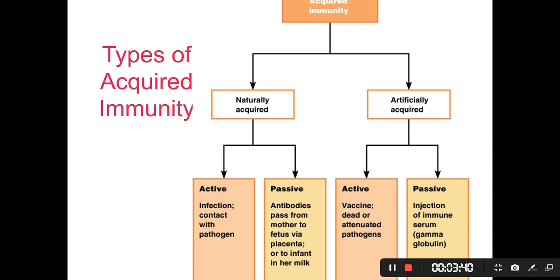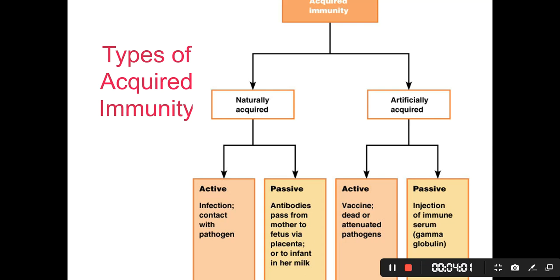And when it is passive, when the antibodies are passed on from the mother to the fetus, those are considered part of the passive, naturally acquired immunity. Both of them are naturally acquired, both are naturally made by the body and passed on, and one of them is made by an active process, another by a passive process. You didn't ask for it, you got it from the mother.